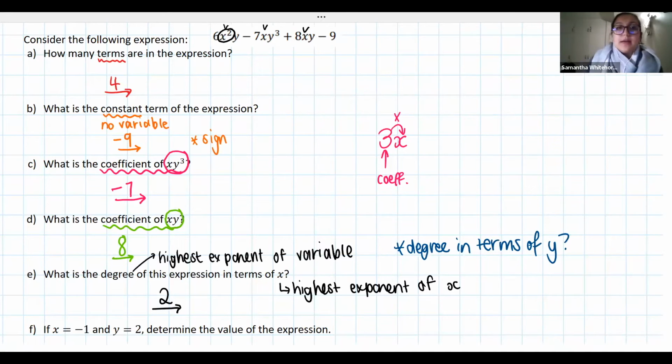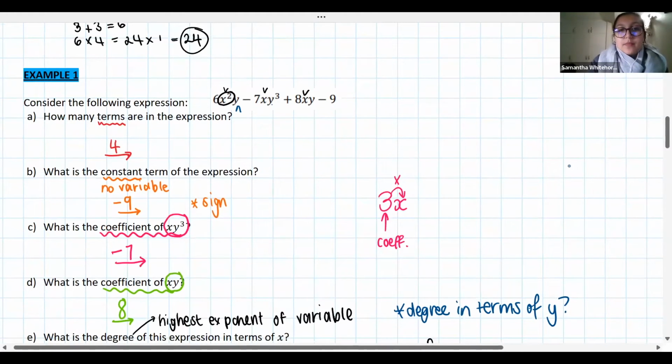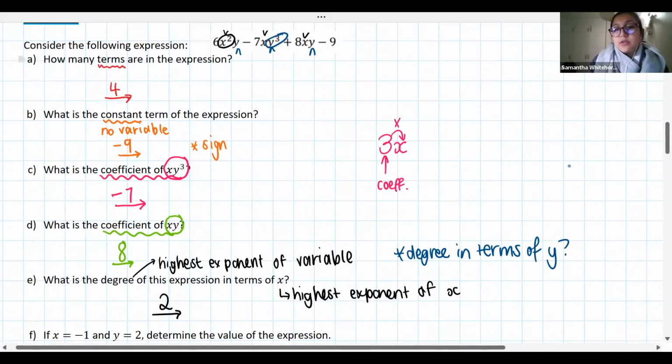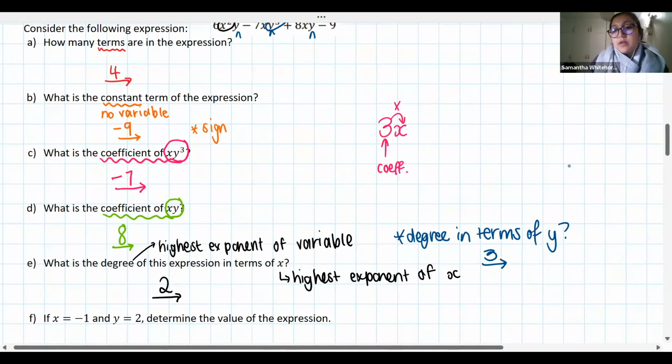Good, guys, well done. So we look at y, look at all of your variables y, and pick the one with the biggest exponent. So the degree would be 3. Very nicely done, grade 8s.